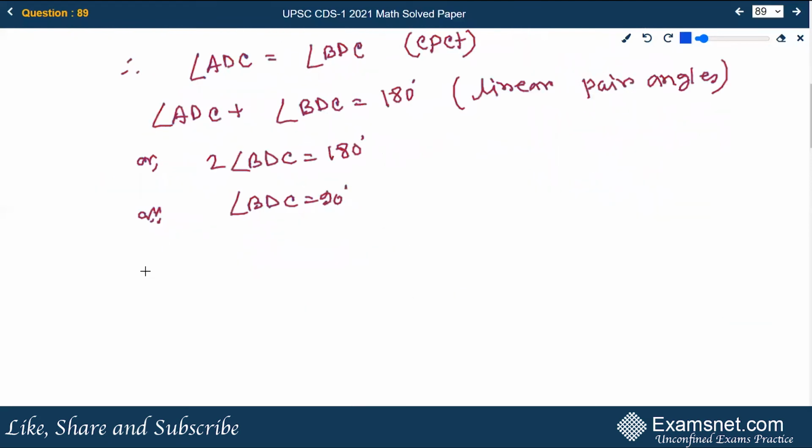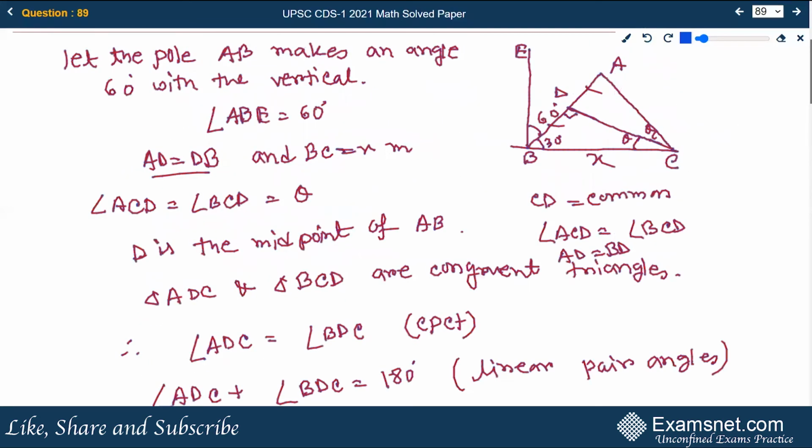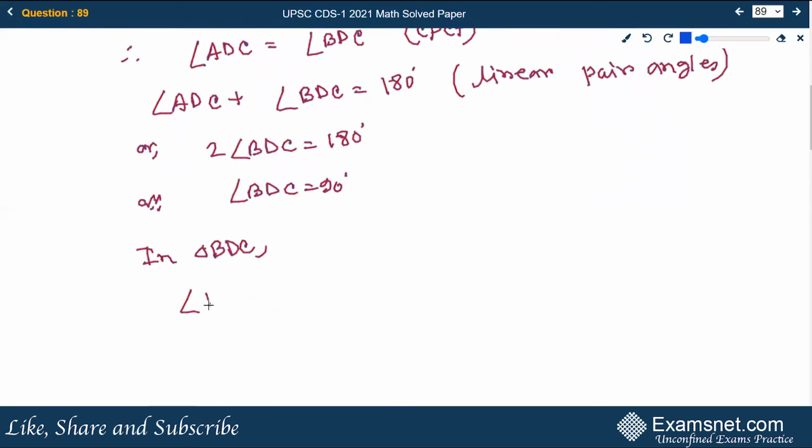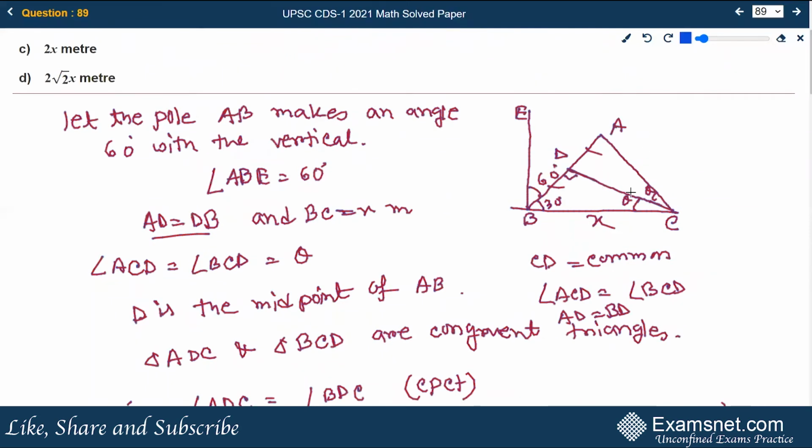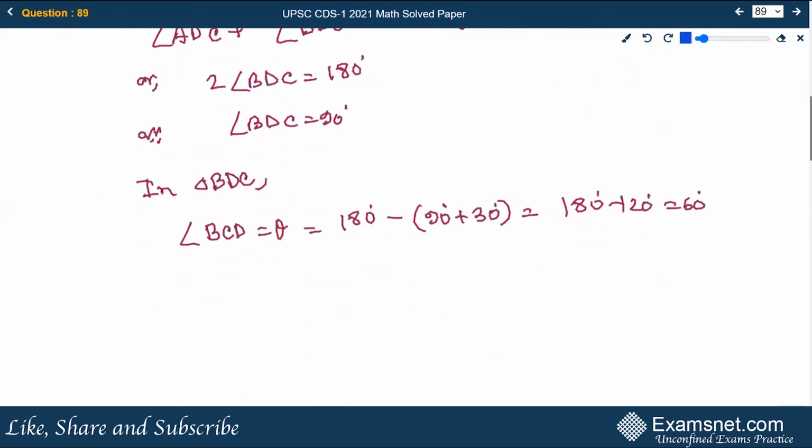Now in triangle BDC, where angle BCD, this is angle theta I have taken, I can easily find the value of this from the angle sum property. We can write 180 degrees minus (90 degrees plus 30 degrees). So it would result in 60 degrees. So angle BCD becomes 60 degrees. This theta becomes 60 degrees.